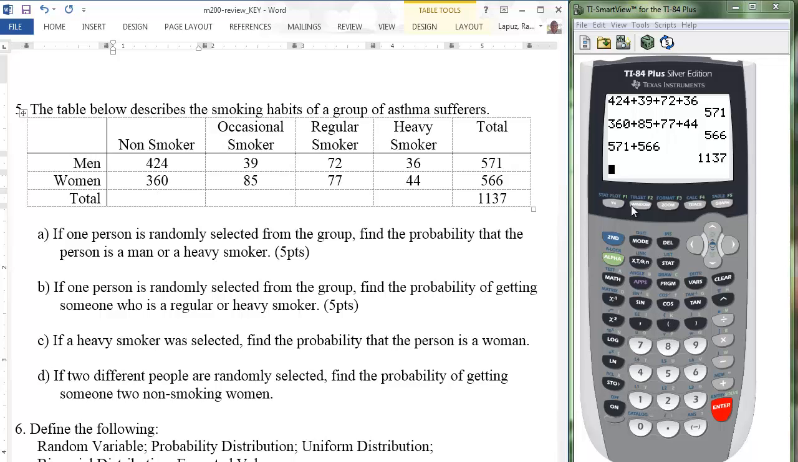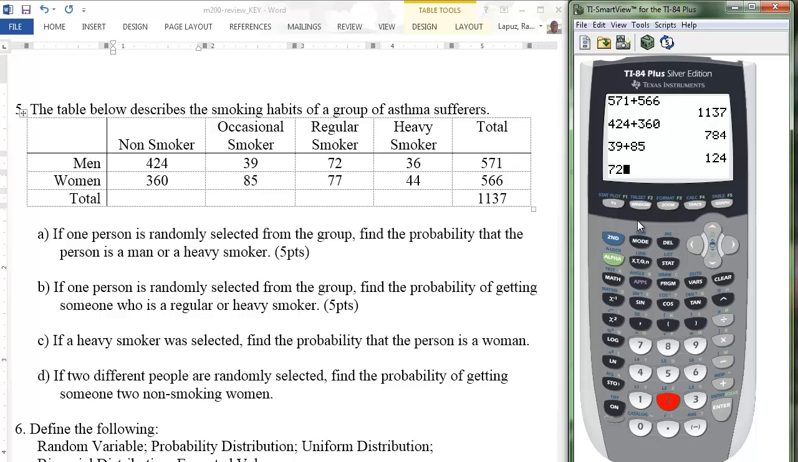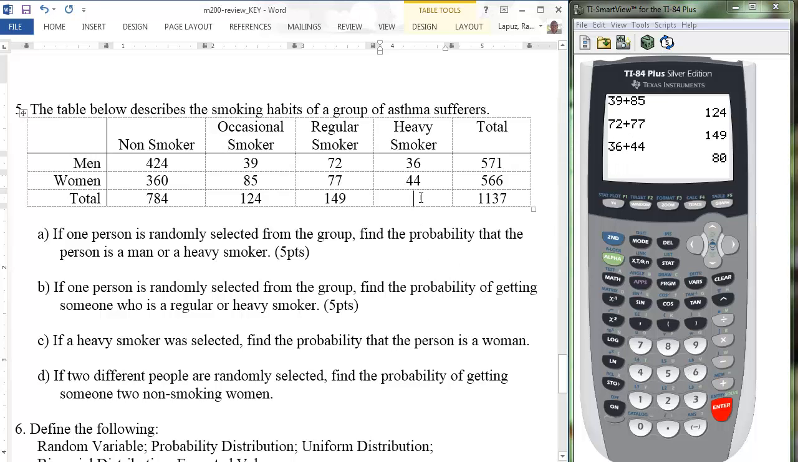Now I want to get the column totals here. For the first one, 424 plus 360. For the second one, 39 plus 85. Then 72 plus 77. And let me write this down before I lose it: 784, 124, 149, and then the last one is 36 plus 44, which is 80.